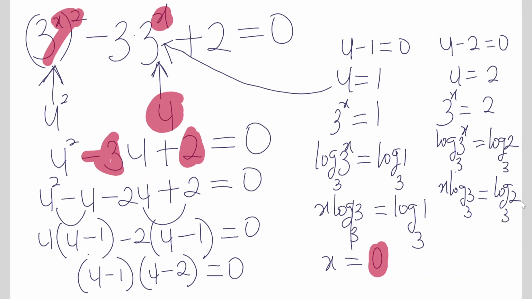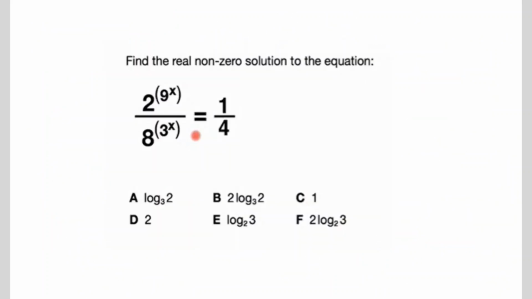And of course, log of base 3 of 3 is going to give me 1. So we have x equal to log base 3, then we have 2. So this is the other solution. Now let's check, we have log of base 3 and 2. So this is our answer.